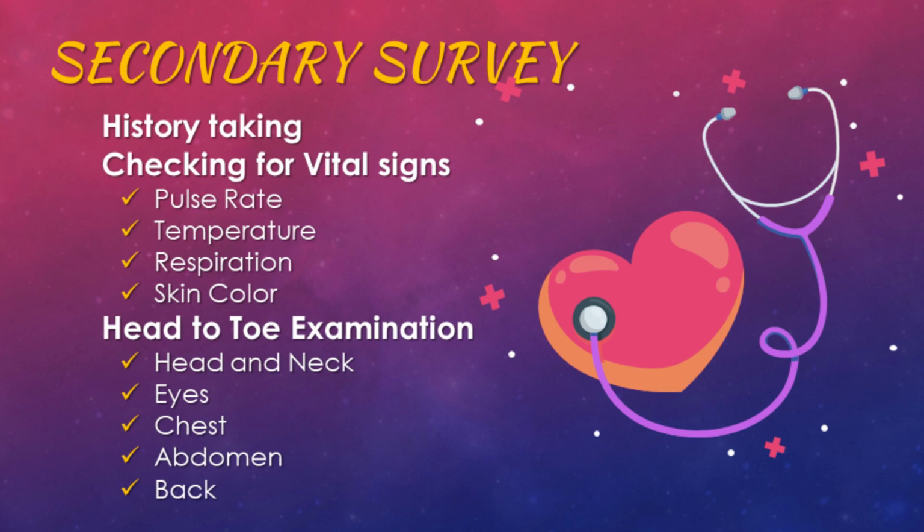Now that you have examined all those vital signs, next is to conduct head-to-toe examination. So what are those things that you have to examine? First is the head and neck. Second, the eyes. Third, chest. Fourth, abdomen. And lastly, the back.